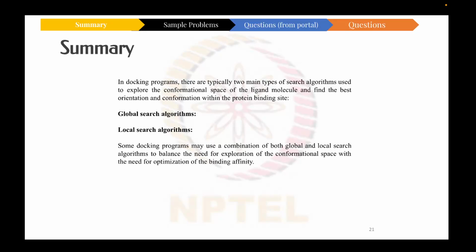So among the existing methods, AutoDock employs a genetic algorithm for global search and a quasi-Newton method for local search. Gold utilizes a genetic algorithm for global search and a modified simplex method for local search. Glide employs a hierarchical search algorithm combining a genetic algorithm for global search with a gradient based optimization algorithm for local search. Flex uses a Monte Carlo search algorithm for global exploration and a simplex optimization algorithm for local refinement.